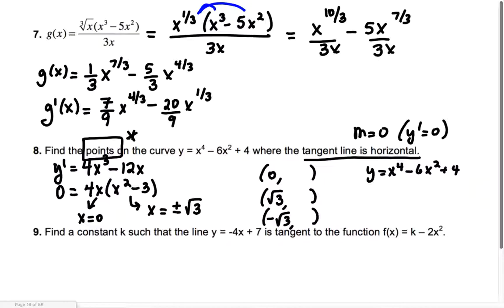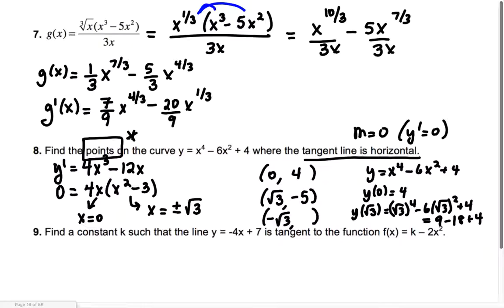All right, what do I get when I plug in 0? So that's 0 comma 4. That one's easy. How about y of root 3? Root 3 to the 4th is 9 minus 6 times root 3 squared. So I get 9 minus 18 plus 4. It's negative 5, yep. Will I get the same thing for negative root 3? Yeah, it's called an even function. See how it only has even powers? So you can try it, but you'll also get negative 5.